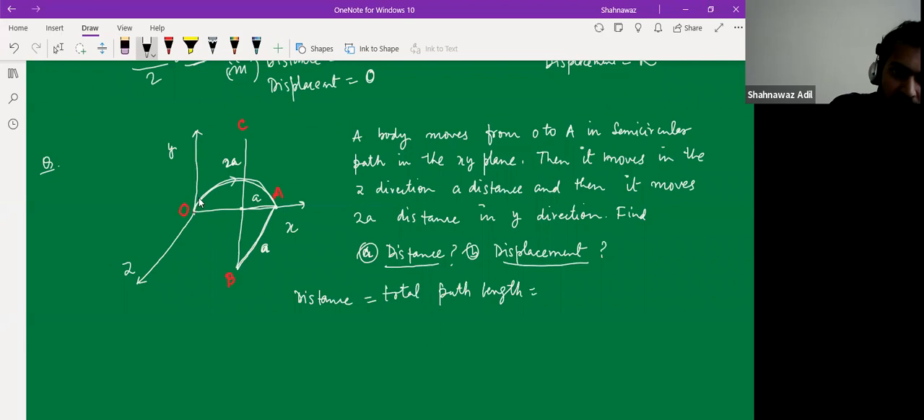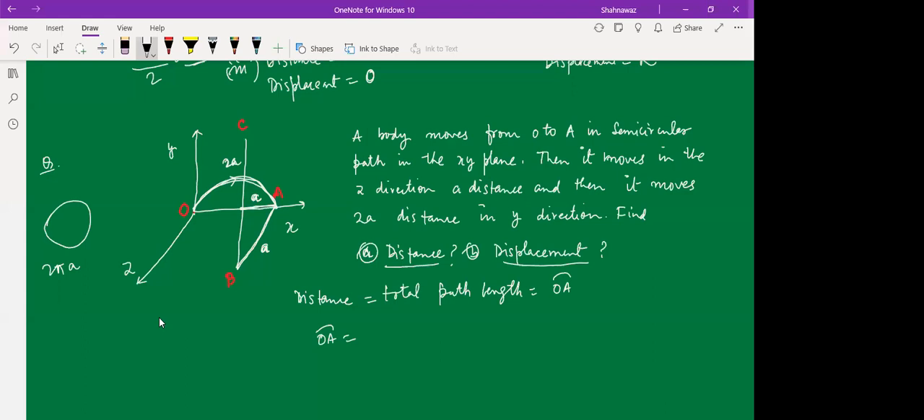So total path length is OA arc and then OB, AB, and then BC, right? This is a semicircular path which has a radius A. So what will be the OA arc for the semicircle? Total is 2 pi A, right? So the semicircle will be half of it: pi A.